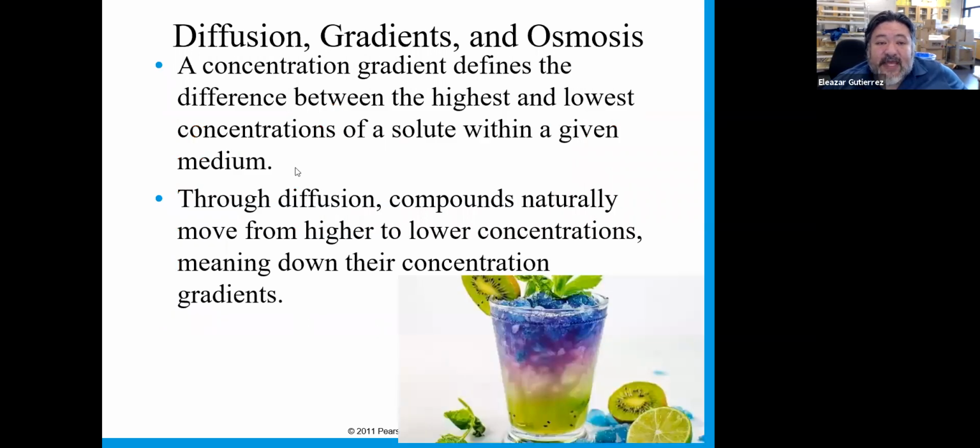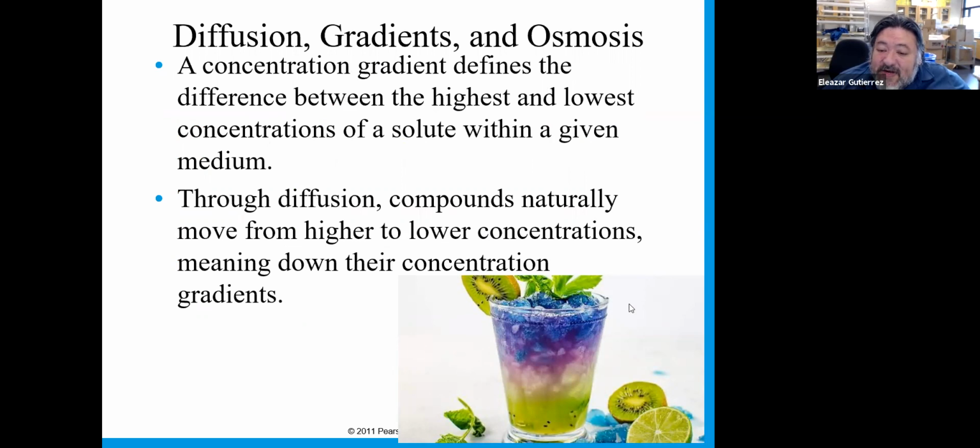Very, very cool. A concentration gradient defines the difference between the highest and the lowest concentrations of a solute within a given medium. Essentially what I just said. Through diffusion, compounds naturally move from higher to lower concentrations, meaning down their concentration gradient.